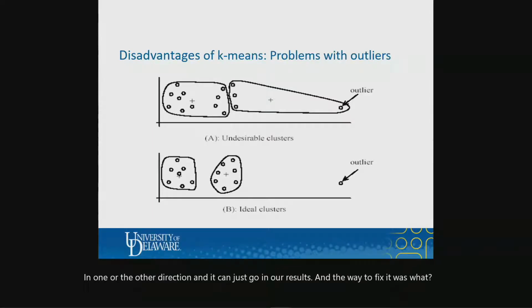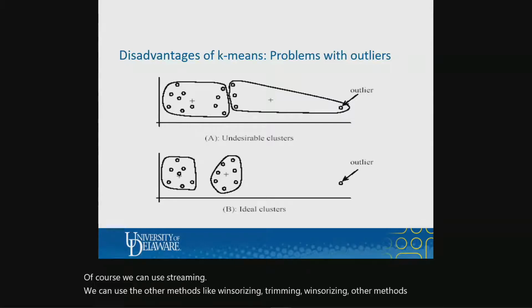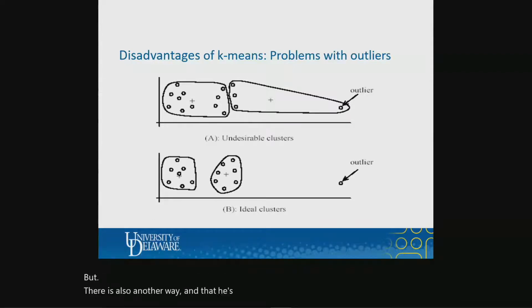How do we fix it? How do we handle the outliers? Of course, we can use trimming, or we can use other methods like Windsorizing to handle outliers. But there is also another way, and that is having additional clusters.